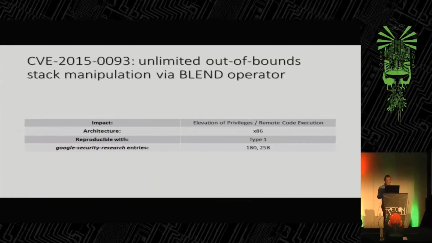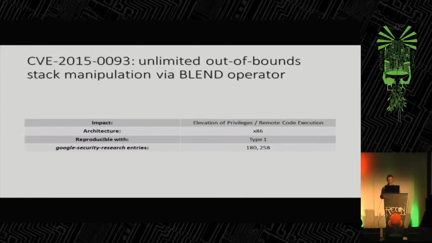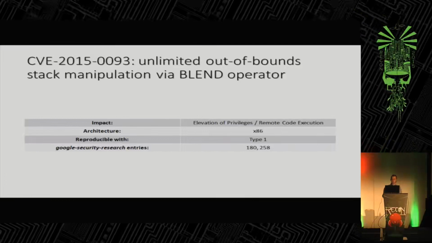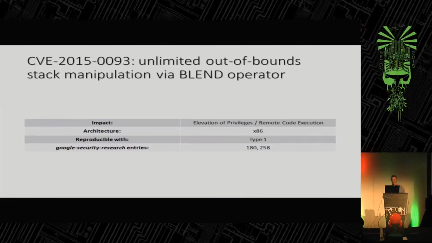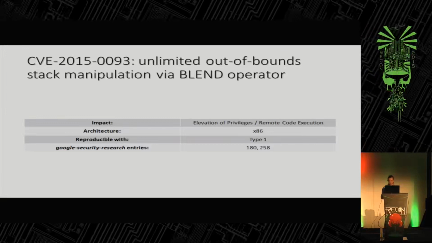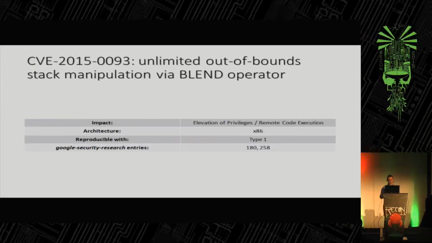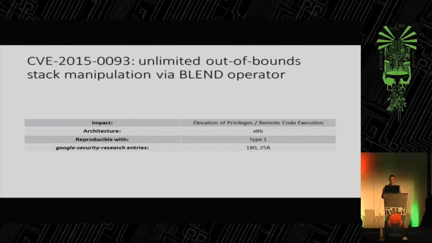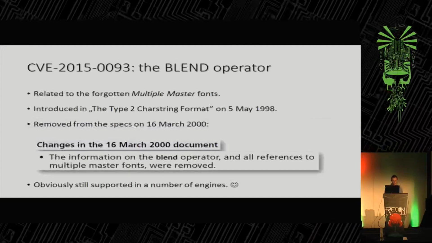So yeah, let's look into the bug. Basically, it allowed remote code execution in Adobe Reader and elevation of privileges in the Windows kernel, or perhaps also remote code execution in the Windows kernel as well. Unfortunately, it only affected 32-bit platforms, but as we will see, that might not really be a huge problem. And it was reproducible with just Type 1 fonts. But Adobe Reader and the Windows kernel support Type 1 fonts, so that is not a problem either.